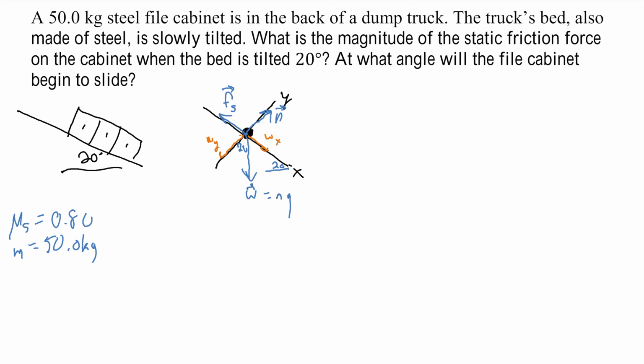That good? Okay, what are we looking for? At what angle would this line? The magnitude of the static friction force. What's my picture? So we're looking for what? Static friction, F sub s, for the first part. And then for the second part, the angle at which the cabinet begins to slide.